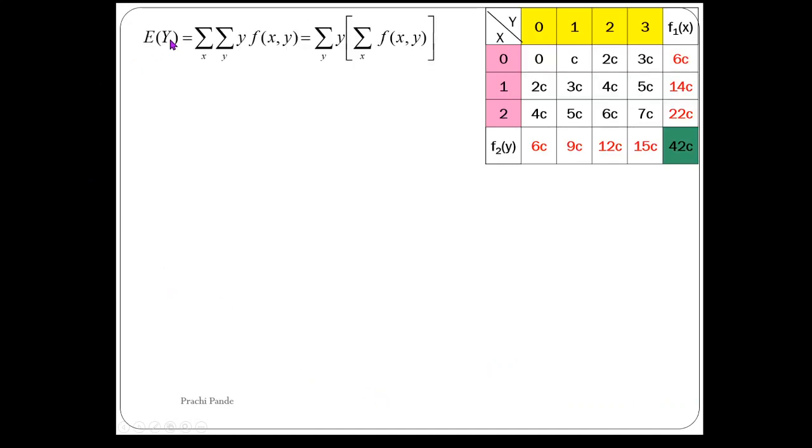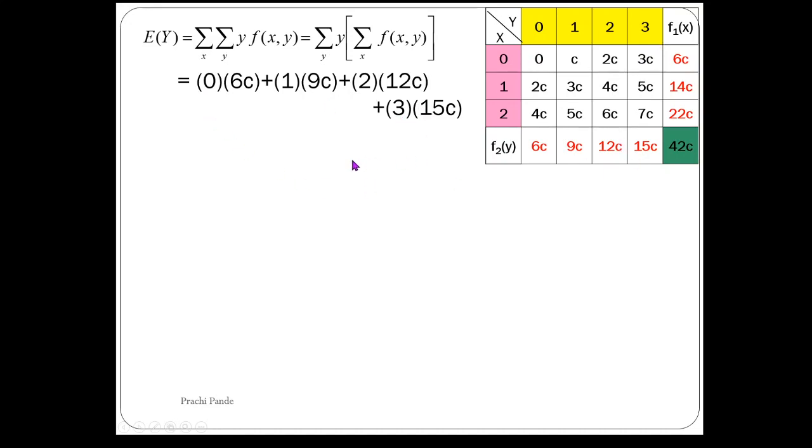Now, expectation of y, in the same way, double summation over x and y into f of xy, which is equal to summation over y for y into summation over x of f of xy. So when we have y equal to 0, the sum of all the probability is equal to 6c. When y is 1, the sum of all the probability is equal to 9c. When y is 2, if we run the summation over x, the sum of all the probability is 12c, and for y equal to 3, it is 15c.